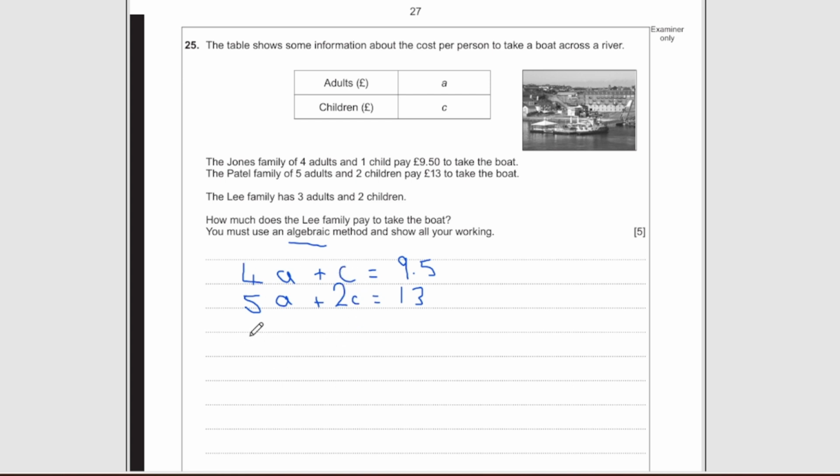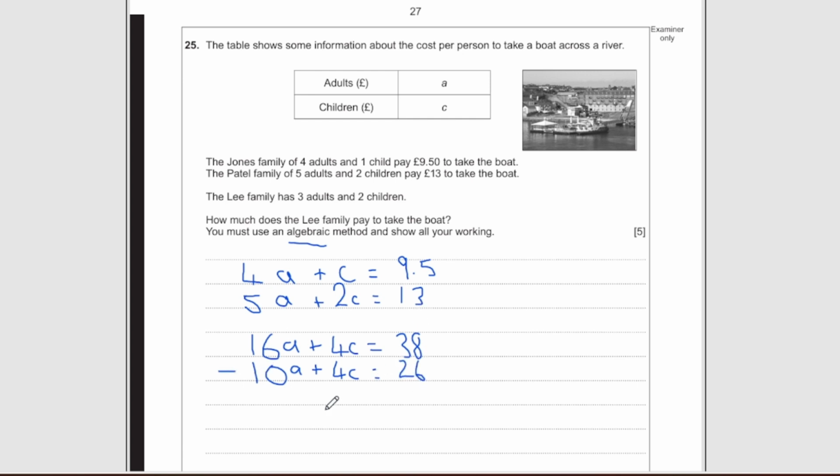So 4A times 4 is 16A. C times 4 is 4C. 9.5 times 4 is, 9.5 times 2 is 19, 19 times 2 again is 38. And then we're going to multiply the other one by 2. So 5A times 2 is 10A. And 2C times 2 is 4C. Now we've got 4C in both, so we can cancel them out. And 13 times 2 is 26.